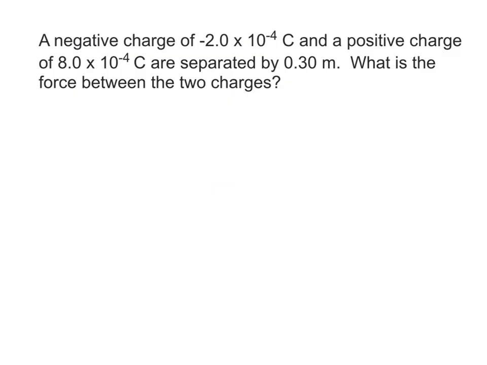A negative charge of -2 times 10 to the -4th coulombs and a positive charge of 8 times 10 to the -4th coulombs are separated by 0.30 meters. What is the force between the two charges? So these diagrams are all going to look exactly the same in terms of what you need to show. Obviously, it's nothing with motion because these are not moving, they're just there. It's a static charge at rest.